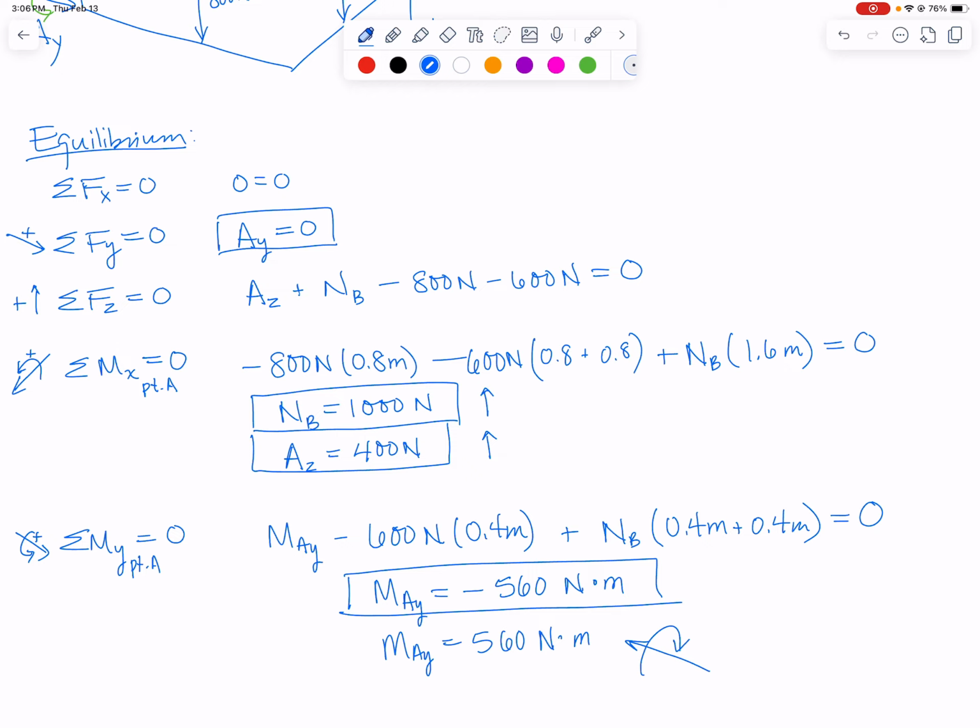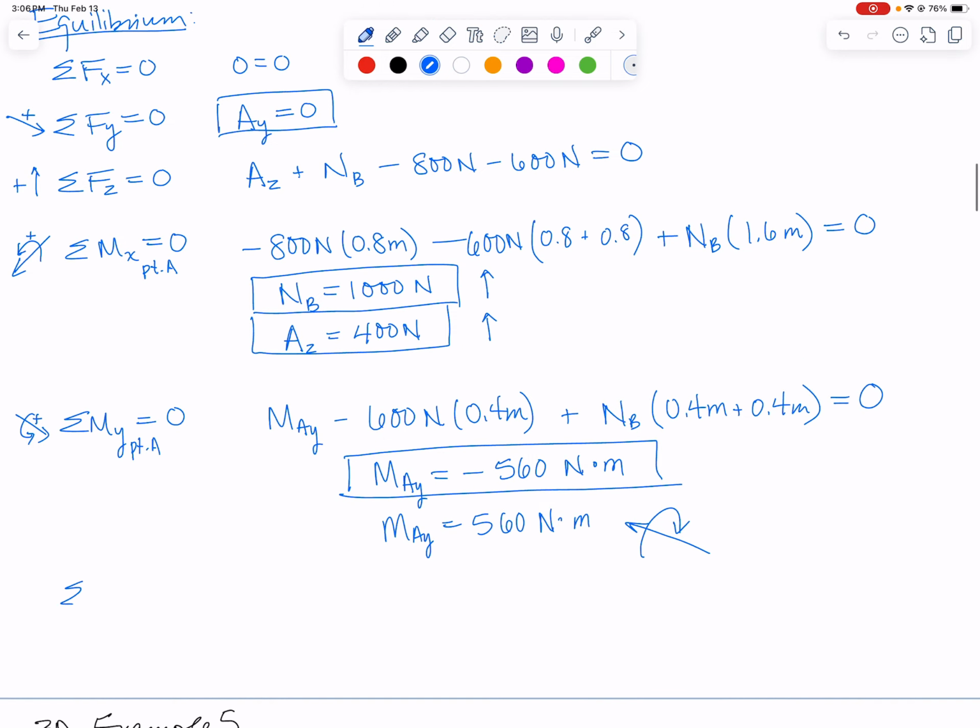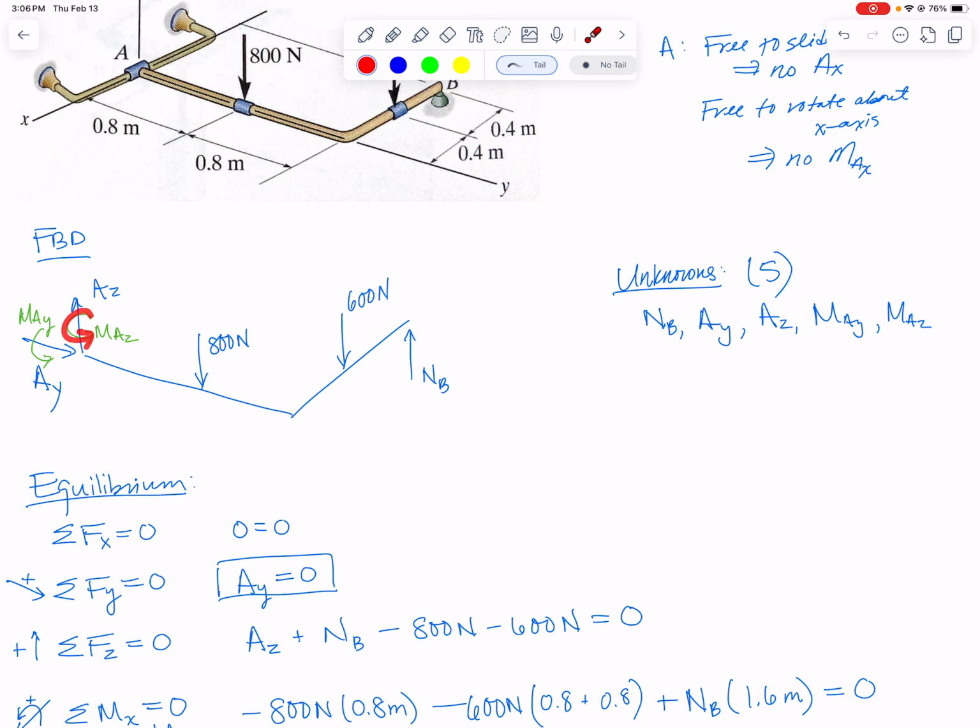Almost done, we just need to find MAZ next. So if we sum moments about a z-axis, let's just stick with point A. There would be my positive sign convention. I'll have MAZ in my equation, my unknown reaction couple. And now since we're summing moments about the z-axis through point A, none of the forces at point A cause a moment. What about the 800 newtons, 600 newton, and NB?